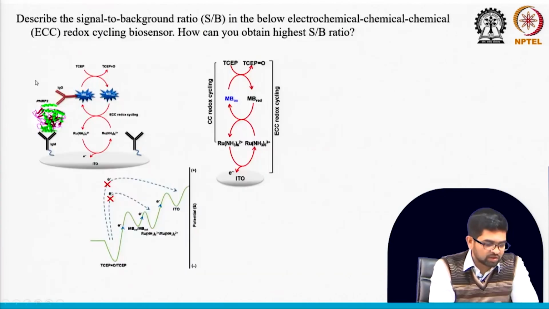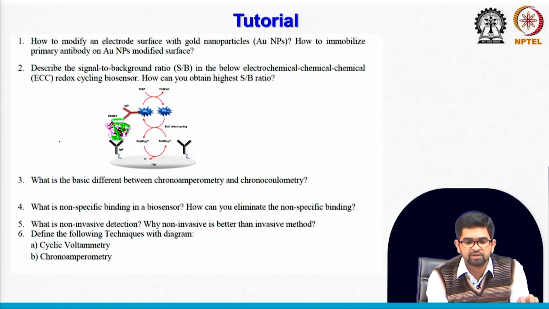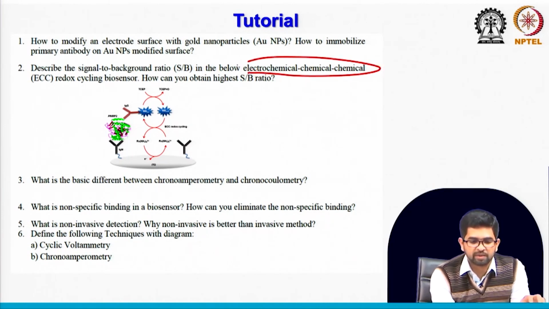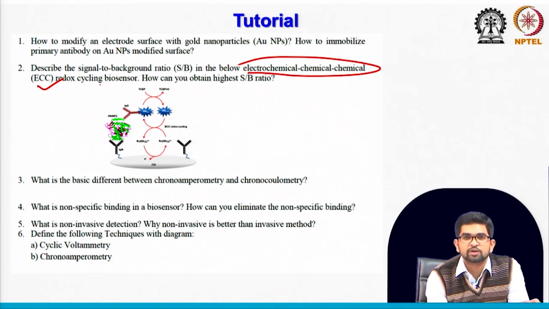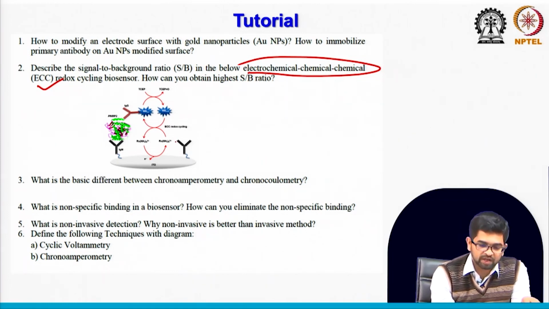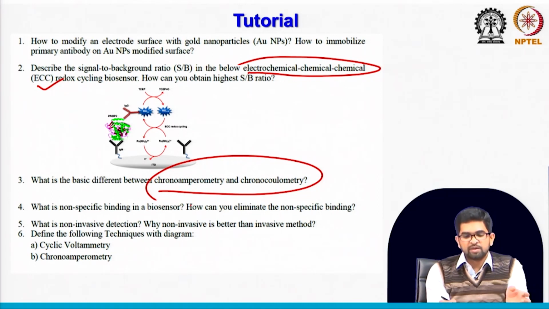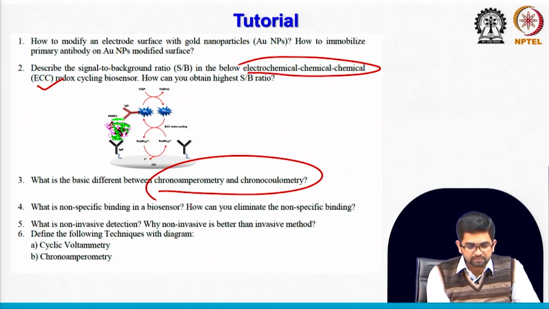So the first problem I will solve this way, and the second one is to describe the signal to background ratio for the electrochemical chemical redox cycling. You already know the ECC redox cycling I taught, and I think you can solve this. But if I ask you to describe here which one is signal, which one is background, and how we can minimize the background, I will cover that, and how much you have to write in the exam. Then what is the basic difference between different techniques? Here I just mentioned chronoamperometry and chronocoulometry. Maybe I will bring in cyclic voltammetry again and show you.